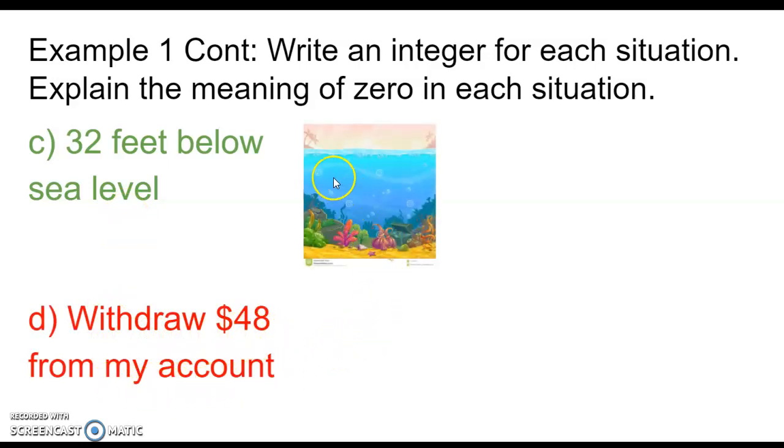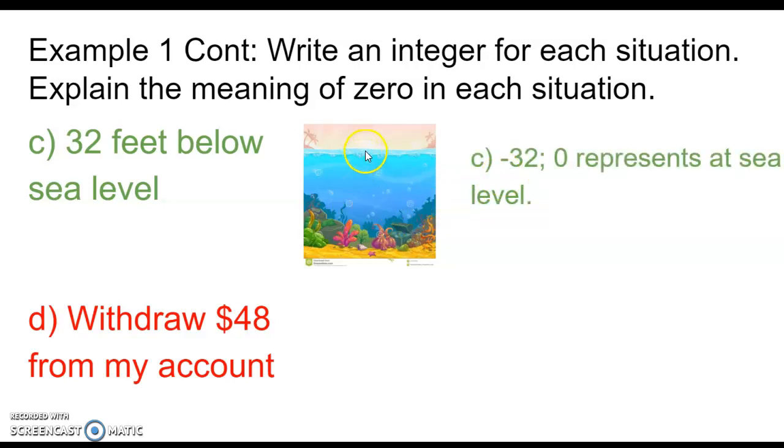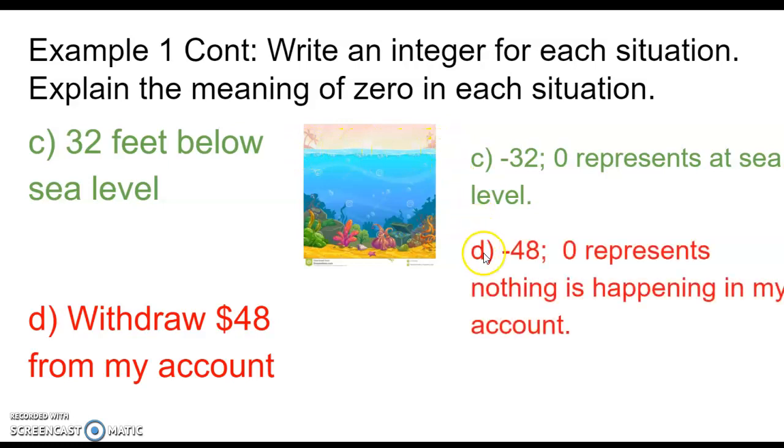All right. So sea level would be right here, right? Sea level is right here, like the top of the sea. And then 32 feet would be down here somewhere, right? 32 feet below where this treasure is maybe. So if I'm going down, you think of a negative number, negative 32. And 0 would represent our sea level, which is right here, like I said.